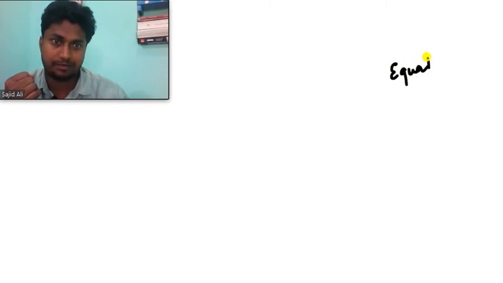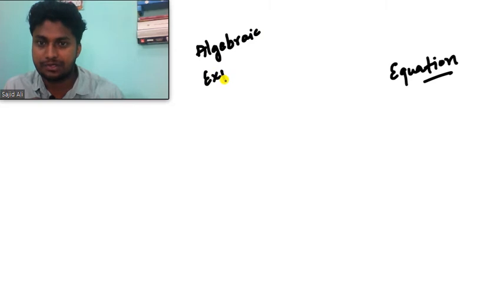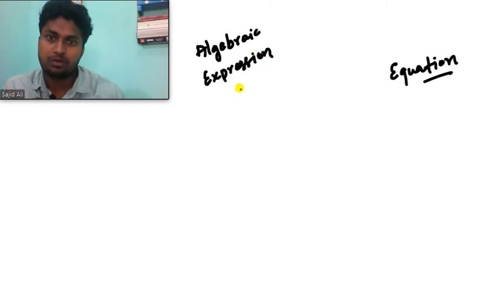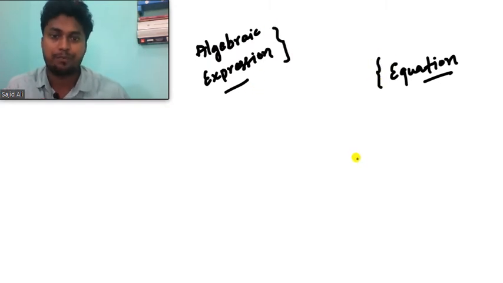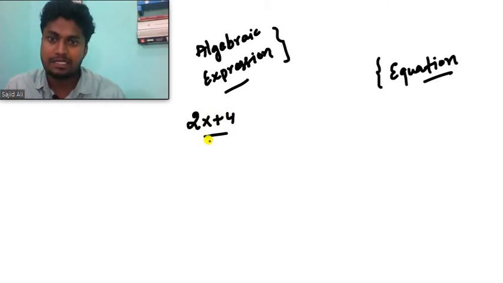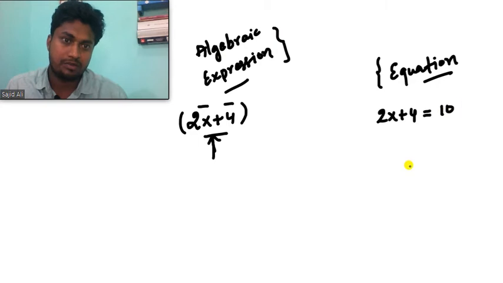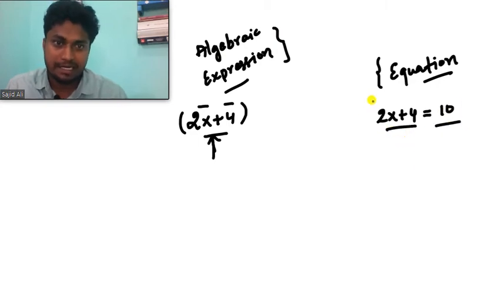So you have heard of an equation, right? Let me write it here. And you might have also heard of algebraic expressions. First of all, one should know the difference between an algebraic expression and an equation. If I write 2x plus 4, this is an example of an algebraic expression, an expression which has terms in it. But 2x plus 4 is equal to 10 is an example of an equation.